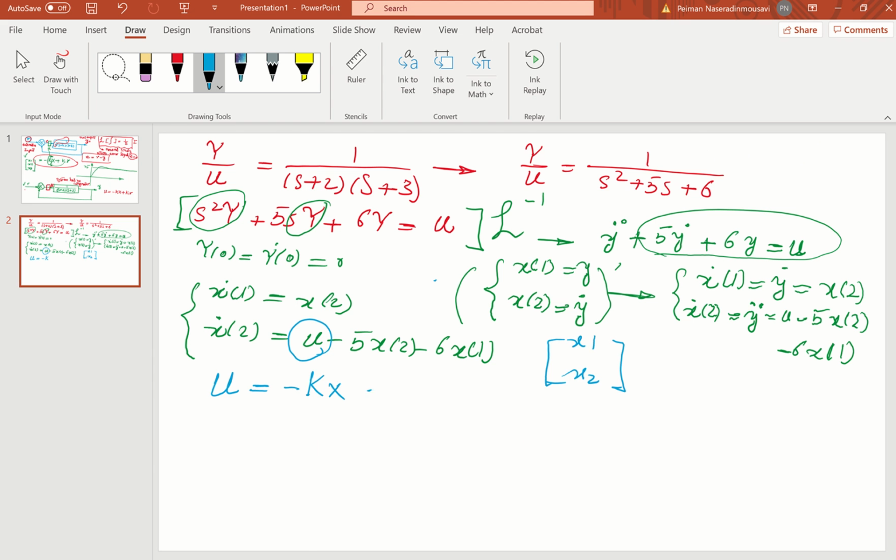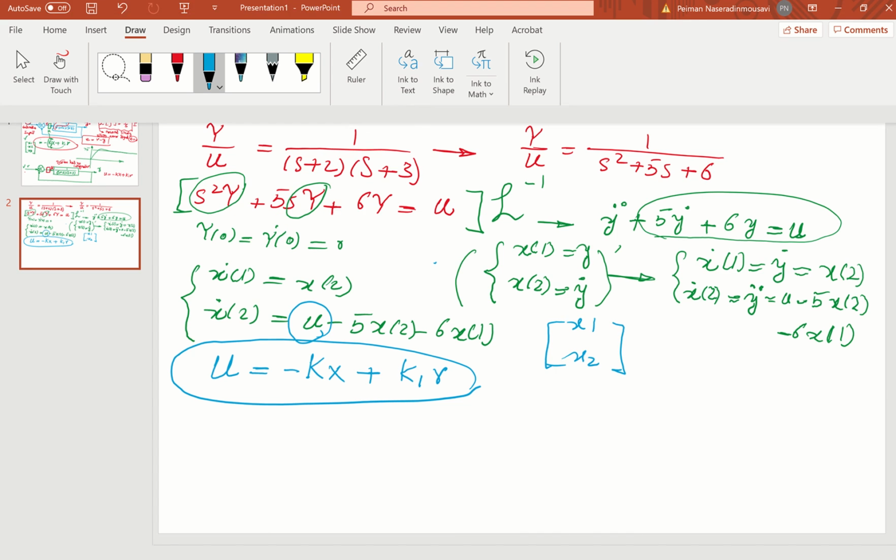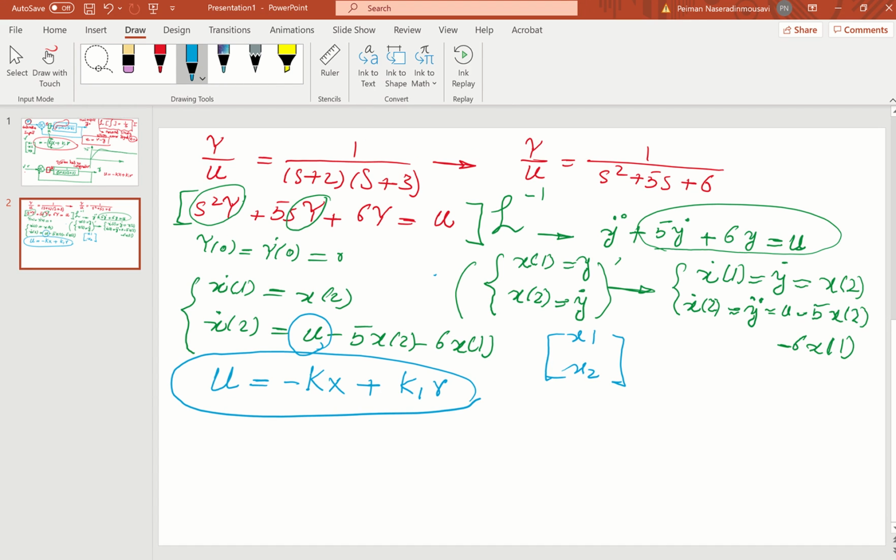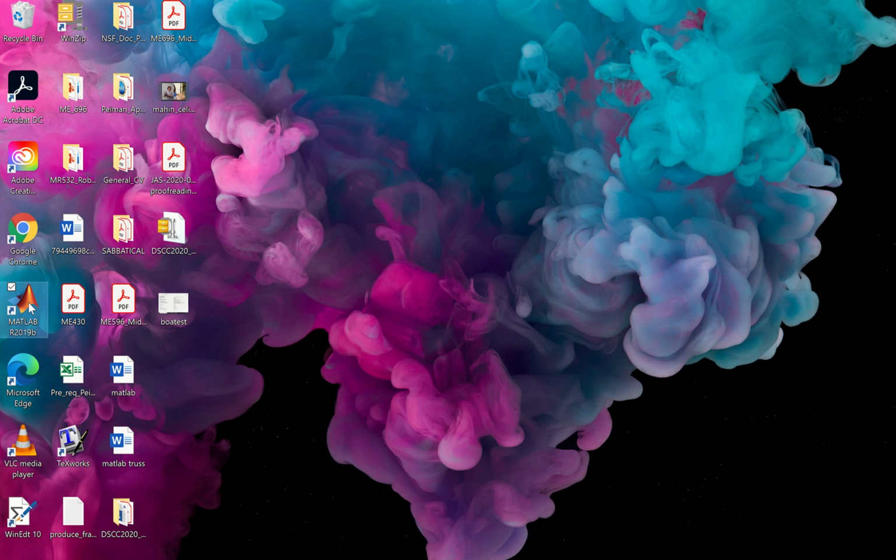minus kx plus ku1r. This controller, if you remember from the previous class, was for the system that has an integrator, right? Now I'm going to try it for a system that has no integrator. Let me see what happens. So here we go. Let me go to the MATLAB.